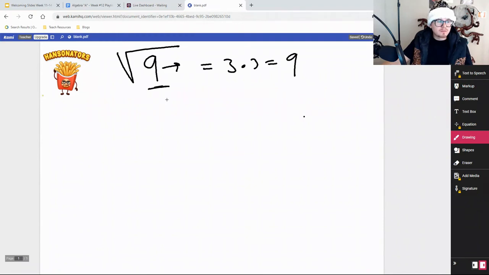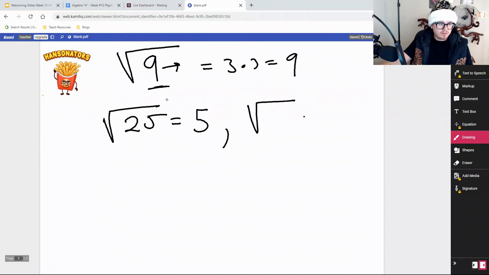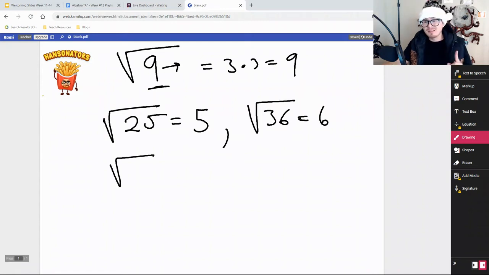So square root of 25. What times what makes 25? 5. Square root of 36. 6 times 6. So it's 6.